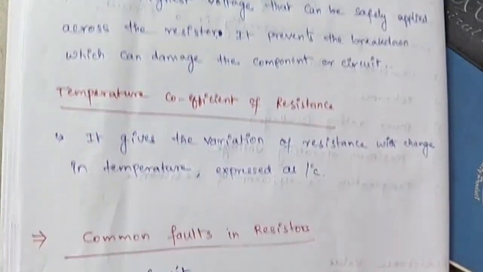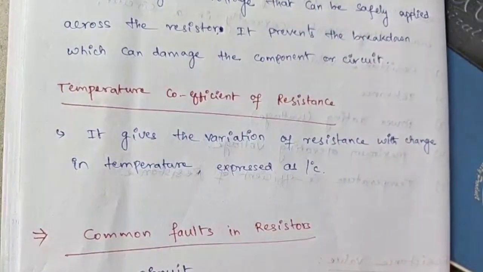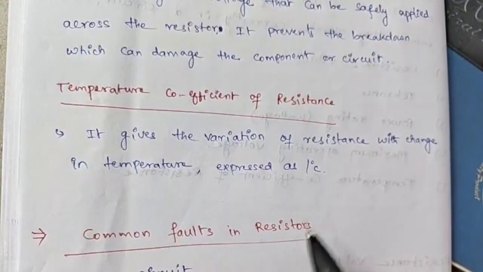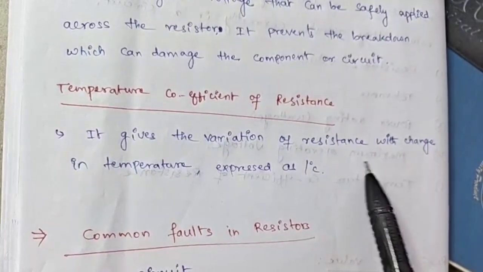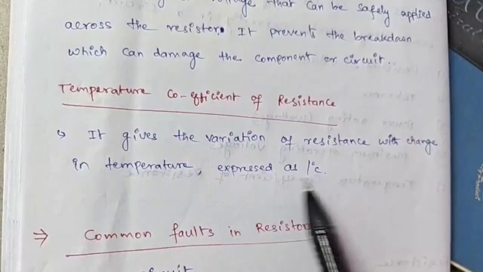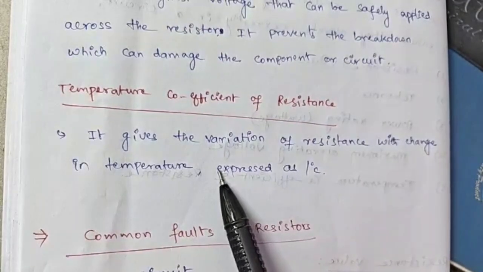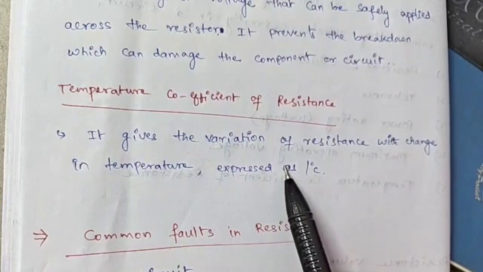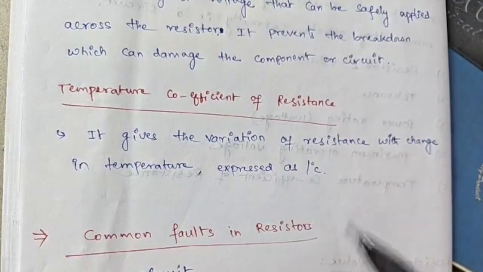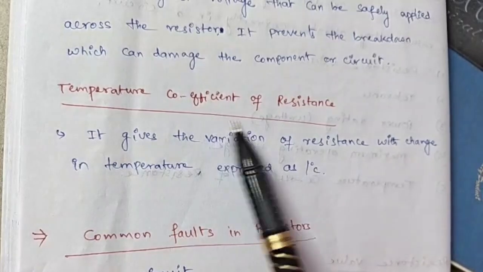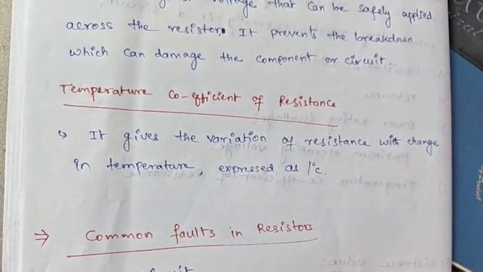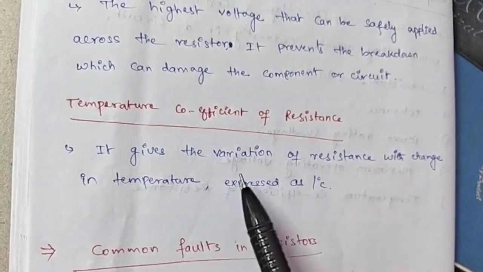Next, the fifth specification is temperature coefficient of resistance. It gives the variation of resistance with change in temperature and is expressed per degree Celsius. As temperature increases, the resistance of a material normally changes. How much it changes is given by the temperature coefficient of resistance. These are the specifications of a resistor.